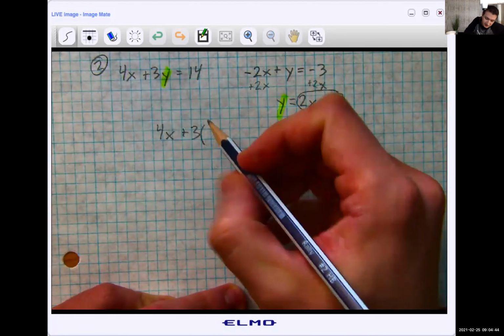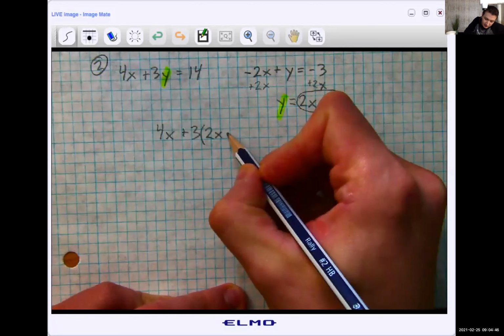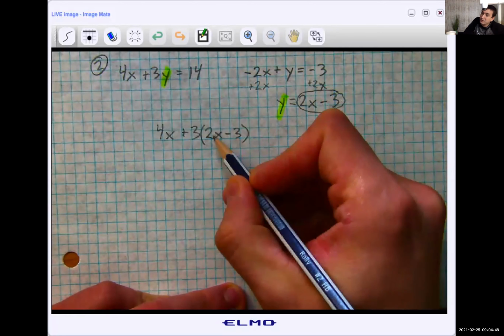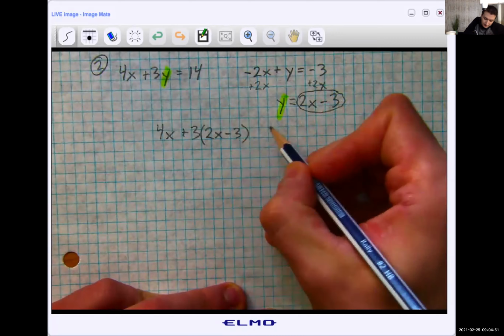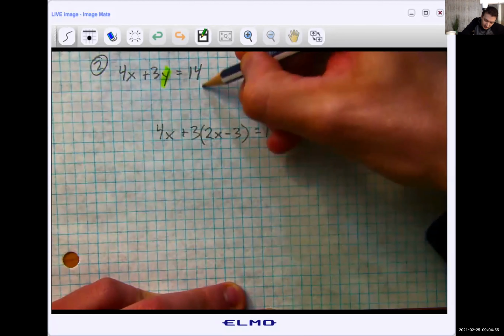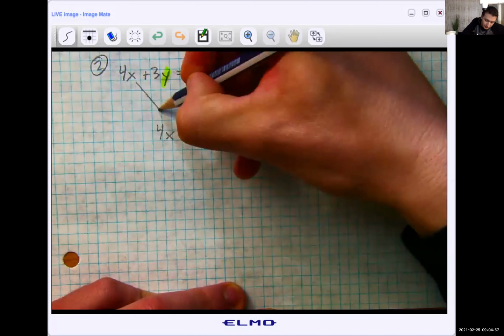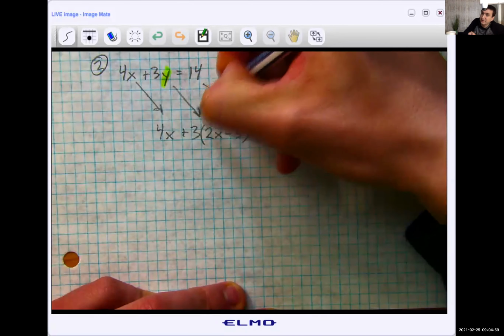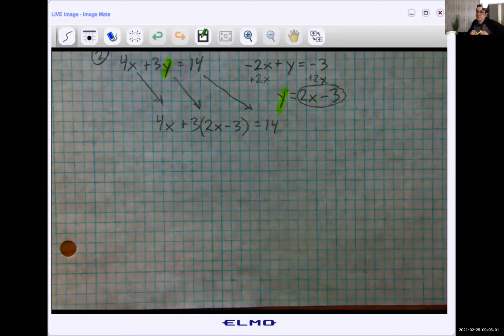So I'm putting it in parentheses because there are 2 pieces to that, right? The 2x and the minus 3 equals 14. I should have done a better job writing that, but that's where the 14 came from. This is the 4x, and then the 3y is that. And that is your substitution step.